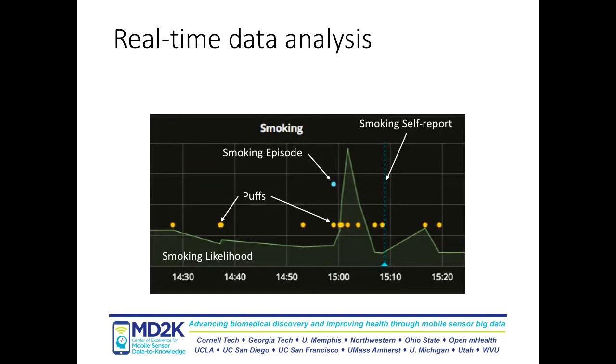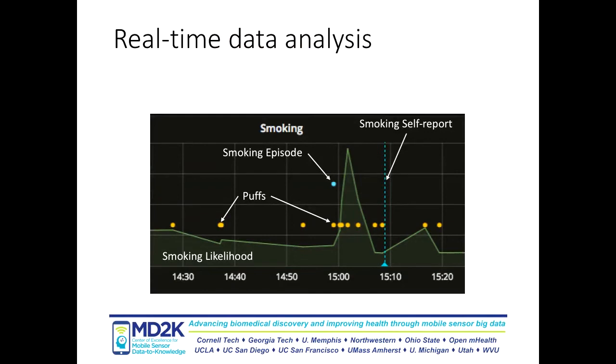This figure provides an illustration of what that data looks like for a smoking episode. The cyan dot right in the middle of the screen indicates the start of an episode that PuffMarker detected, which is supported by all of the yellow dots indicating potential cigarette puffs. In this case, a participant provided a smoking self-report at the end of the episode as indicated by the vertical dashed line. And the green shaded area shows the likelihood of a smoking episode as we progress through time, as determined by our biomarker model. This particular instance peaks at about 95% likely.